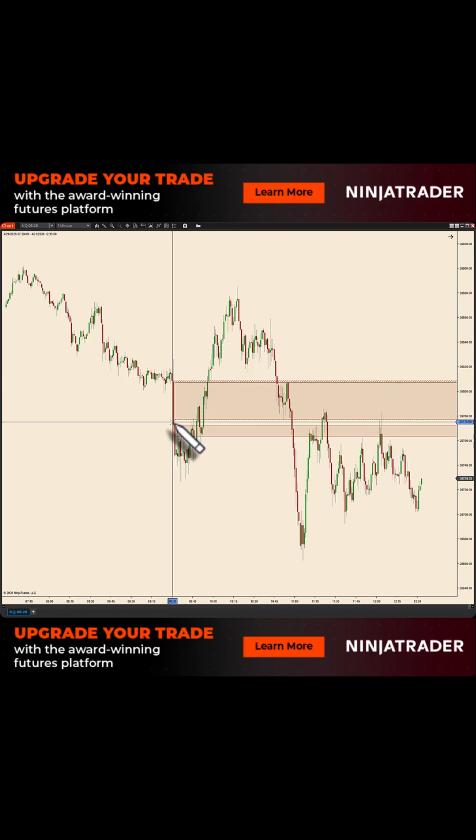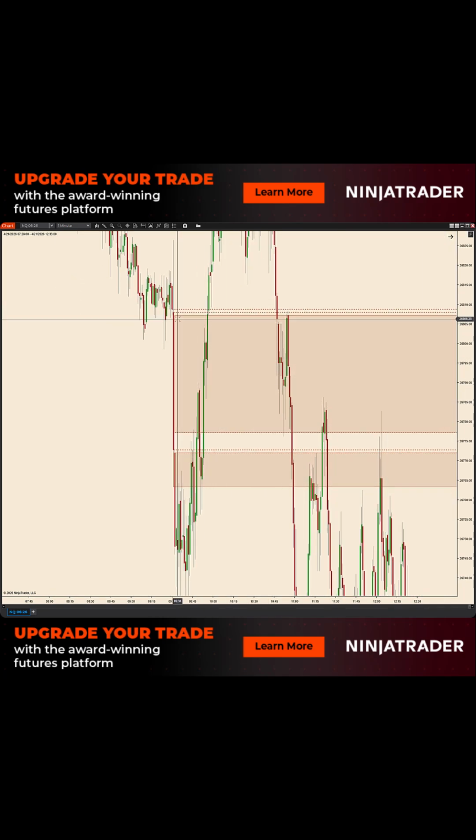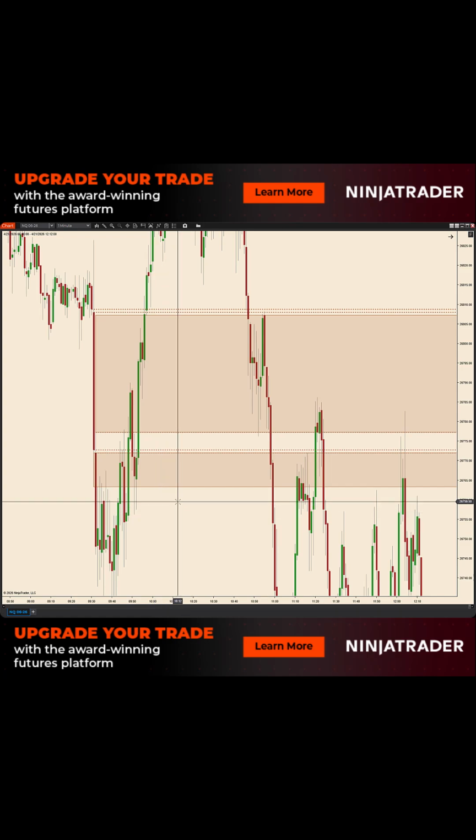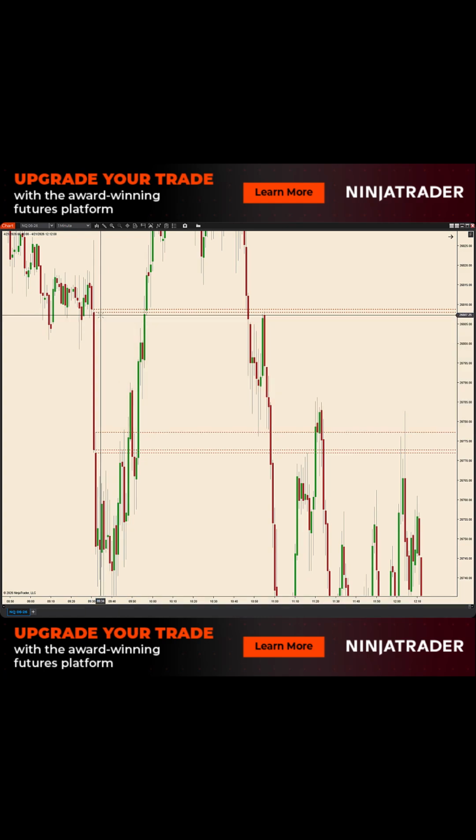There's also a tiny one from this body and this body. So if I were to scroll in, we can see those much clearer. So pretty much what the tool does is, with one click, it's going to chain all these together. Okay, so I'm just going to delete the fair value gaps really quick so we can see the volume imbalances.